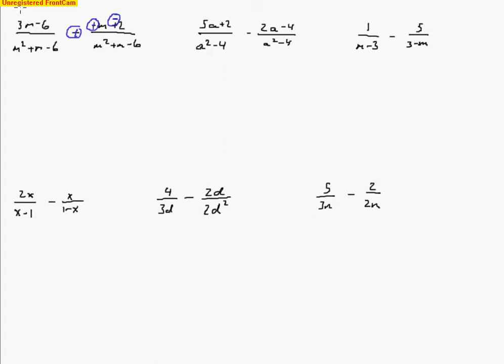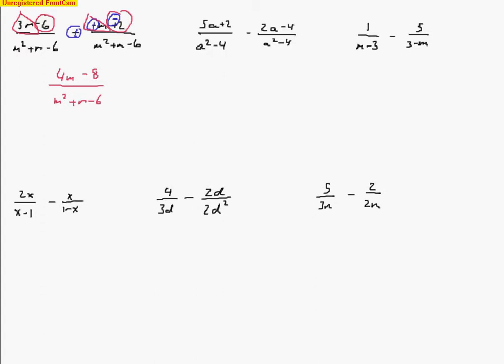So here we have 3m and a positive 1m. That makes 4m altogether. And then count up the constants. You've got negative 6 and negative 2, so that makes a negative 8. Down below, we can just rewrite that denominator, m squared plus m minus 6.